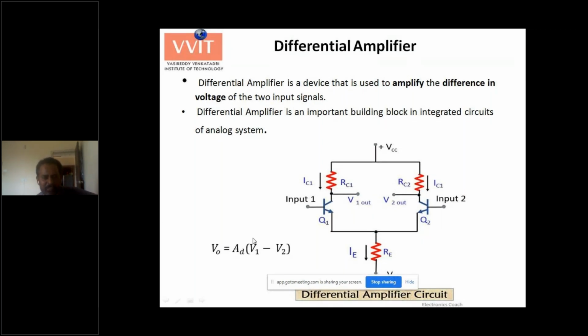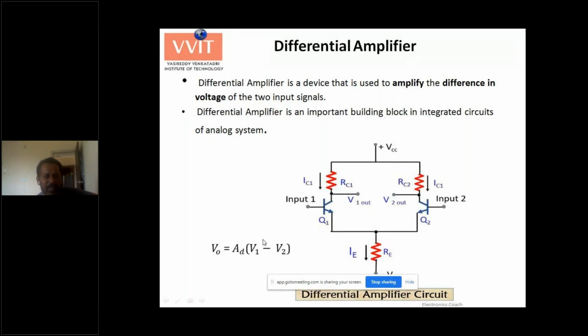Please listen. This is about differential gain. There is one more gain we define for a differential amplifier, which is known as common mode gain. Now let's look at common mode. What is the meaning of common mode gain? I have applied the same input.